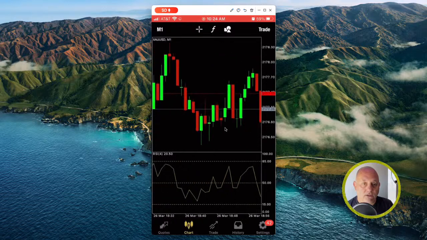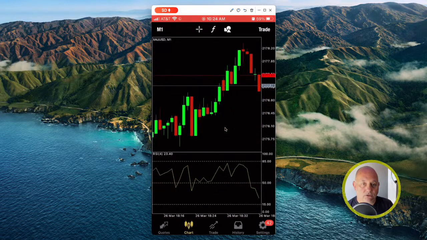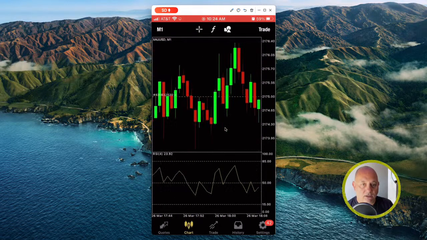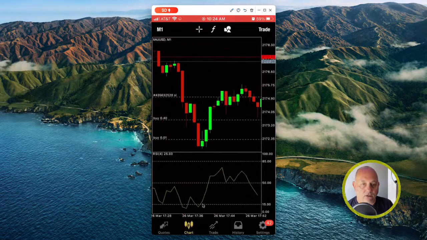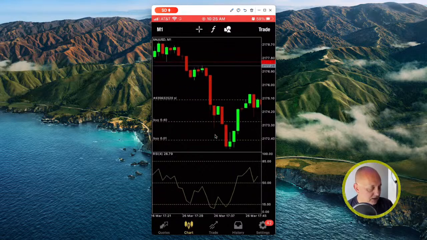But look at these. Let's go back and look at where it touched. Let's just wait till it touches. And this is the 1 minute, so it's not going to touch a lot. Look at that. It touched down here, which you would have got in, but then it touched again, and you would have got in at the bottom and done pretty well. It's a scalping system, but again, use it as a confirmation.